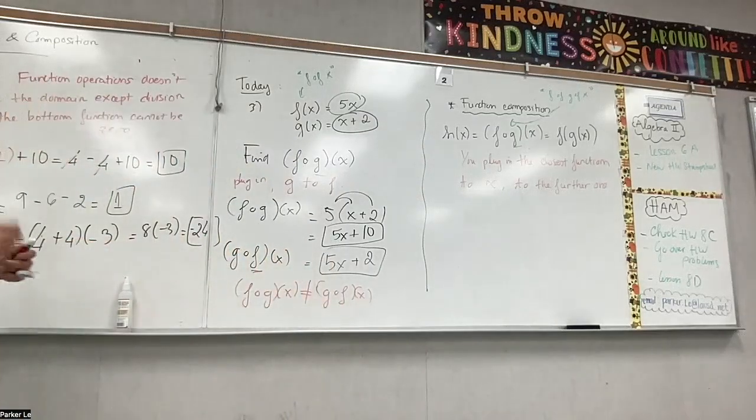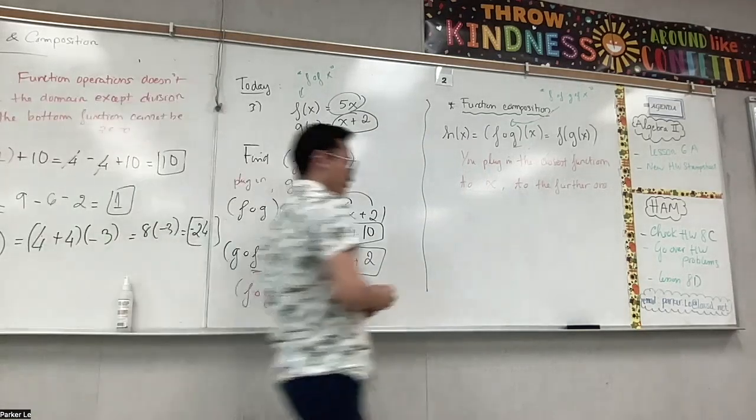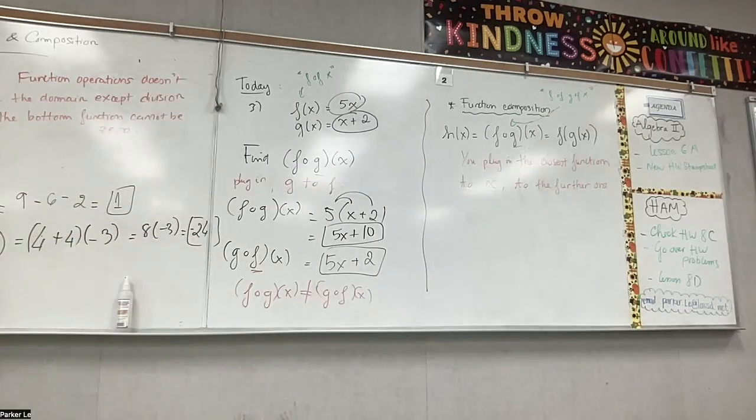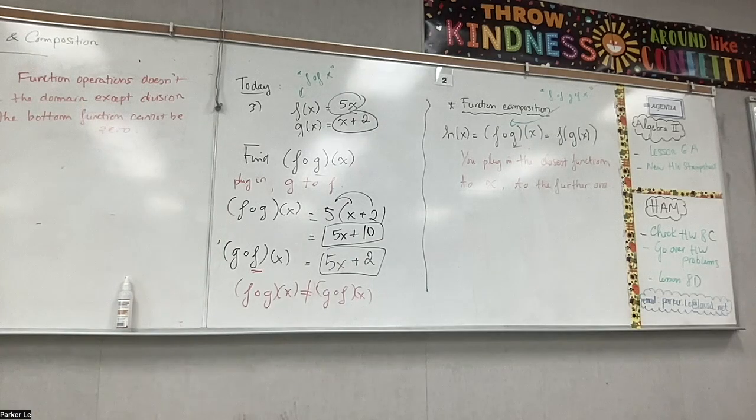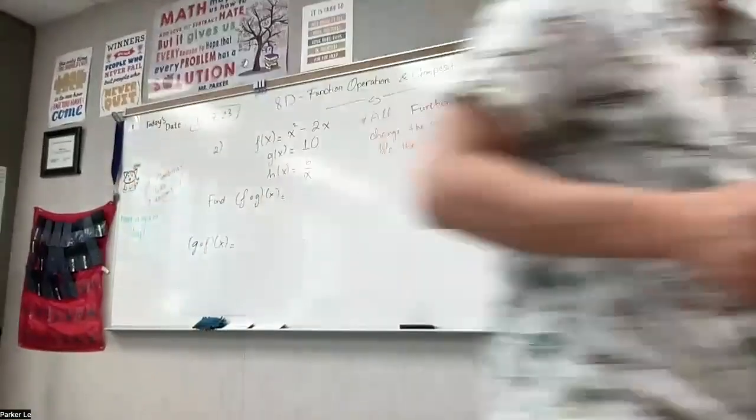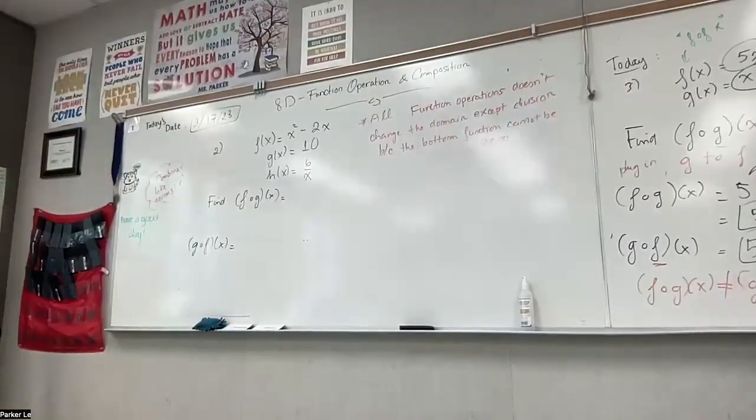So you got this one very easy. I'm going to use the same symbol as well, like this one. Okay, f of g of x and g of f of x.